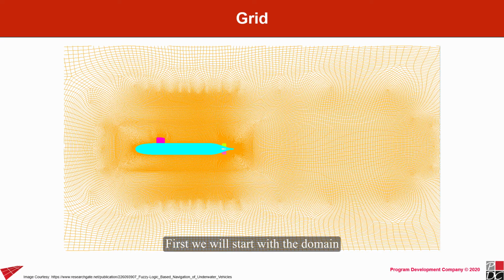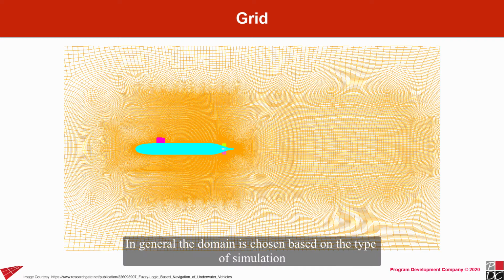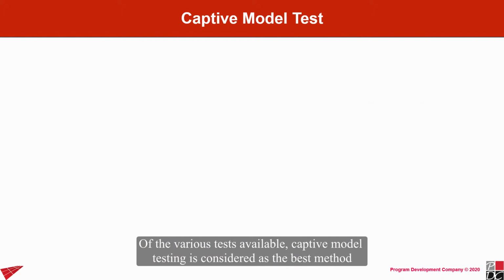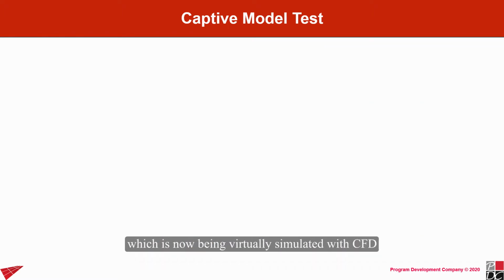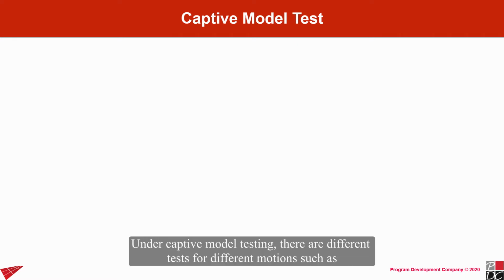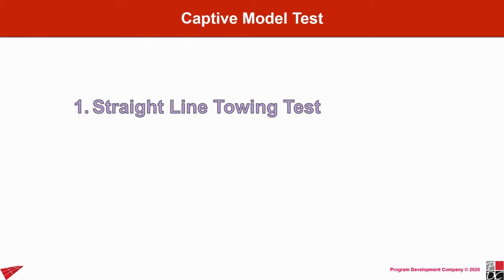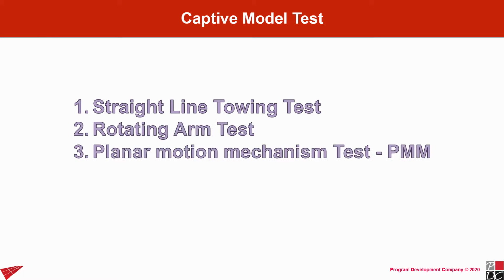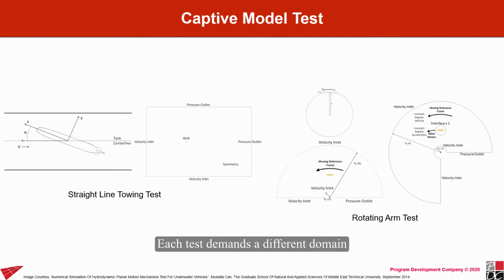First, we will start with the domain. In general, the domain is chosen based on the type of simulation. Of the various tests available, captive model testing is considered as the best method, which is now being virtually simulated with CFD. Under captive model testing, there are different tests for different motions, such as straight line towing test, rotating arm test, and planar motion mechanism test. Each test demands a different domain.